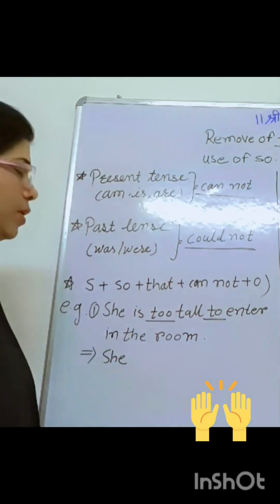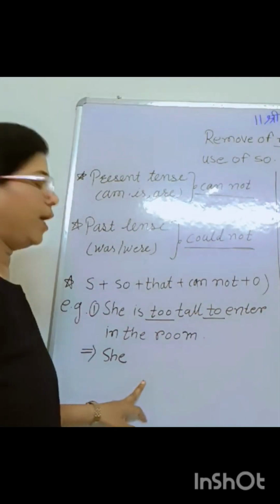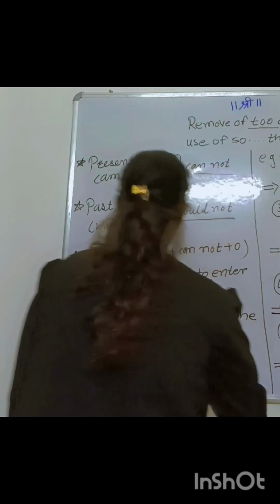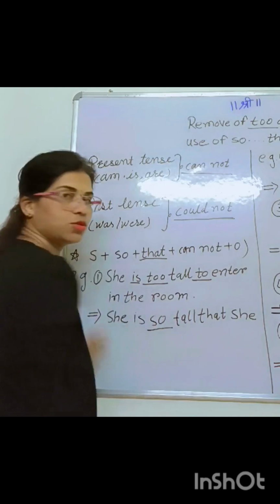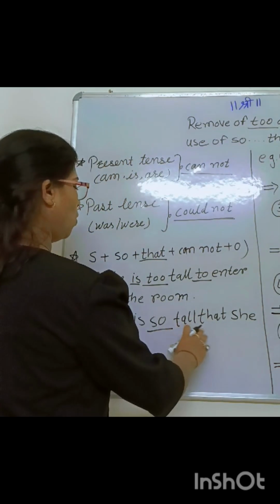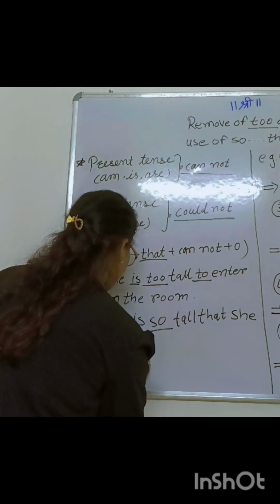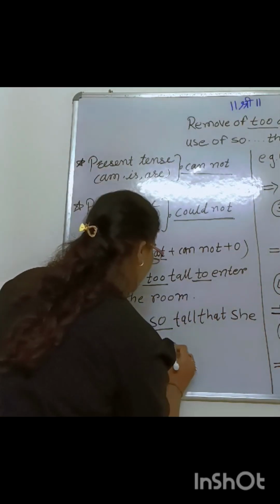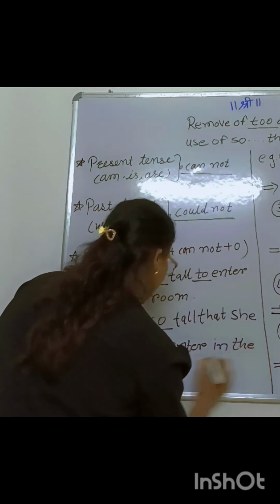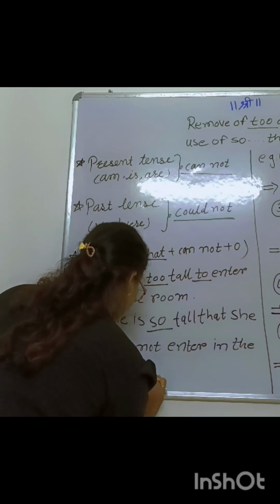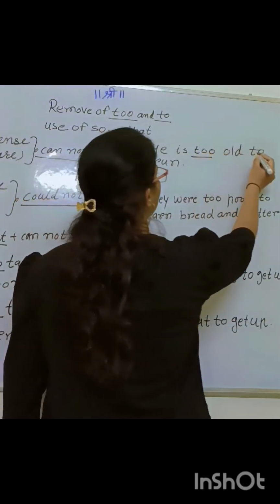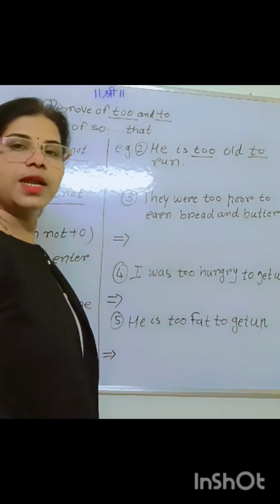Now we'll see the example. She is too tall to enter in the room. We have to remove this "too" and "to". Now the sentence is in present tense, so we have to write "cannot". She is so tall that she cannot enter in the room. It is like that way. She is so tall. This "too" and "to" we will replace with "so that".